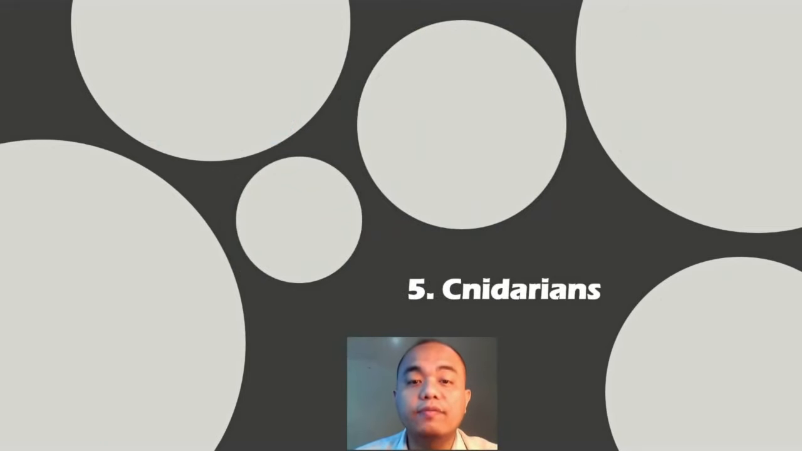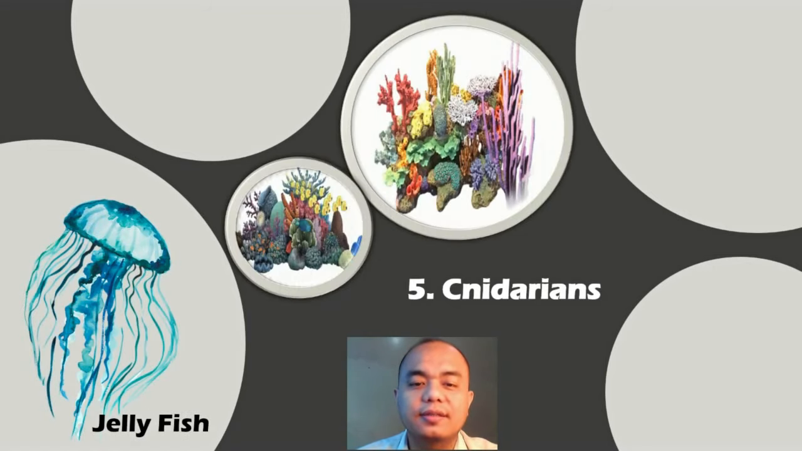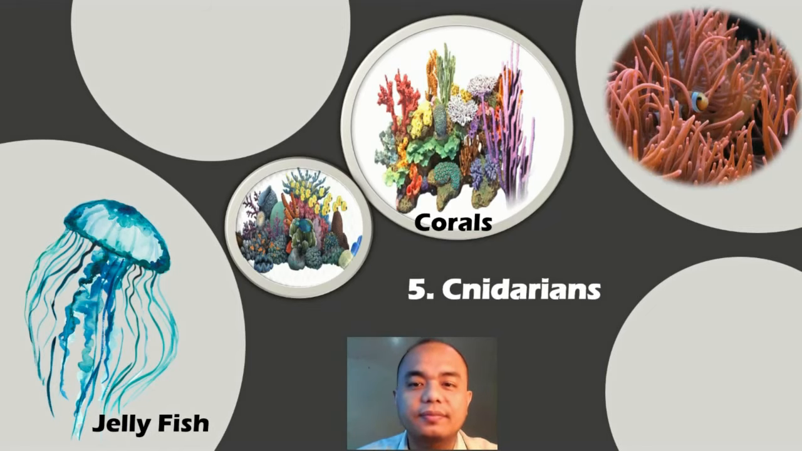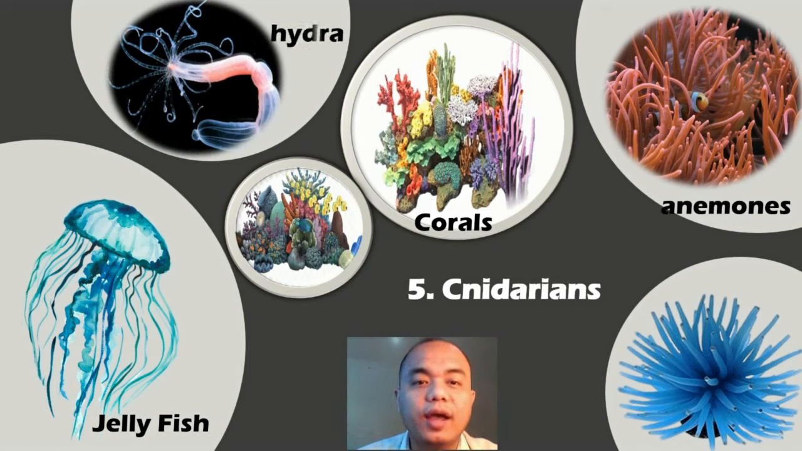What are examples of cnidarians? This is a jellyfish. Next is corals, examples of cnidarians. So corals are invertebrate animals. And we have the sea anemones. And we have the hydra. Hydra, coral, sea anemones, and jellyfish are all examples of cnidarians.